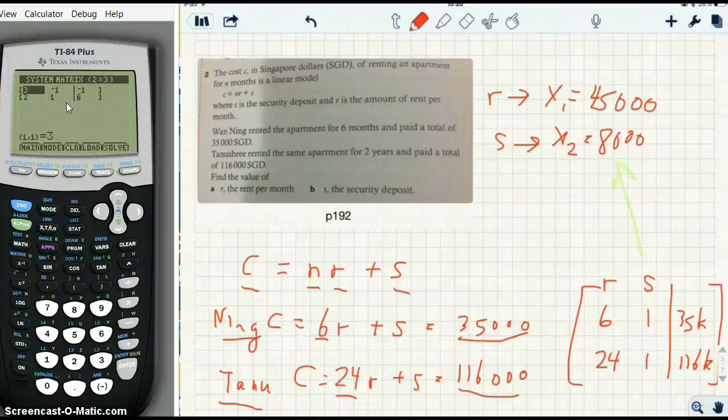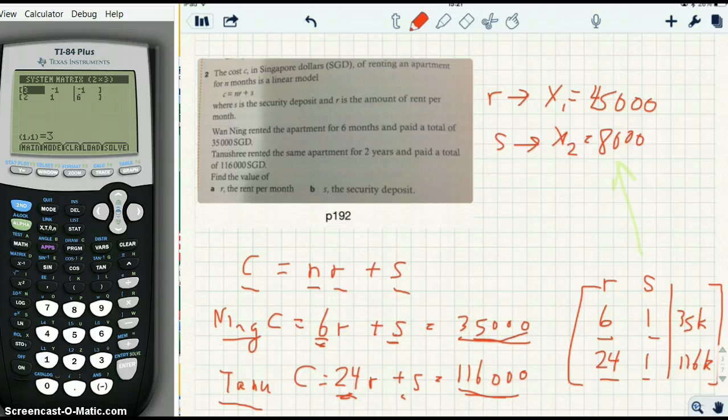Which numbers do we enter? Well, we enter the coefficients, the leading numbers in front of each variable. So here it would be the 6. Here there's nothing there. But remember, that doesn't mean it's 0. It means it's positive 1, because positive 1 times S would be S, so you don't change the value. So the coefficient here is 1, so we put 6 and 1. And then the coefficients here are 24 and 1, so we put 24 and 1. So those are the coefficients we're going to put on the left. On the right, we're going to put the constants 35,000 and 116,000.